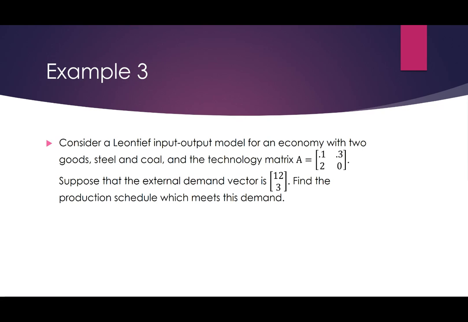Example 3, consider a Leontief, again, probably pronounced wrong, input-output model for an economy with 2 goods, steel and coal, and technology matrix is this. Note that that's the same technology matrix we just found from the last problem, so we're kind of continuing that problem here. Suppose that the external demand vector is 12, 3. So remember, this is the demand vector. This is the matrix D. Find the production schedule which meets this demand.